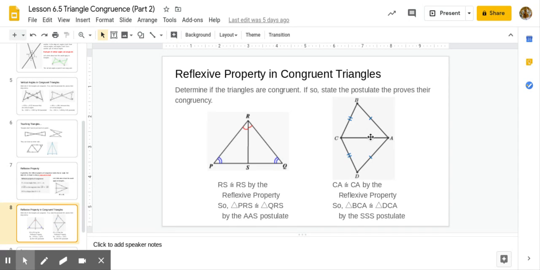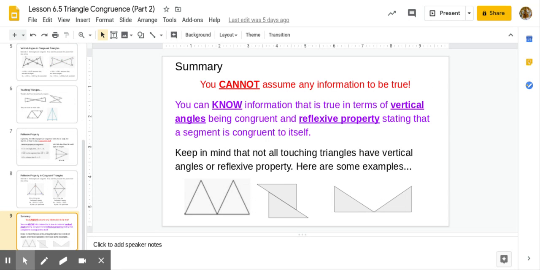In the example on the right, we have a triangle on the top and a triangle on the bottom. CA is a side that they share. CA will be congruent to itself. So we'd put 3 little tick marks on there to show it's congruent to itself. And at that point, we would have a side, and a side, a side, and a side. So these two triangles are congruent by the side, side postulate.